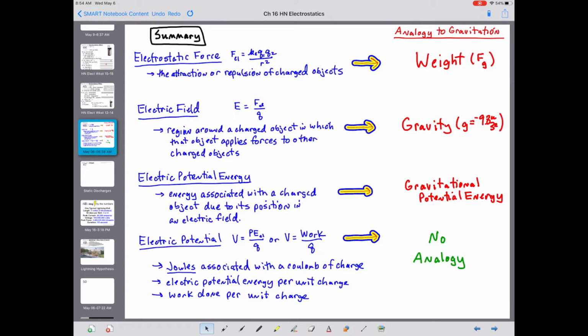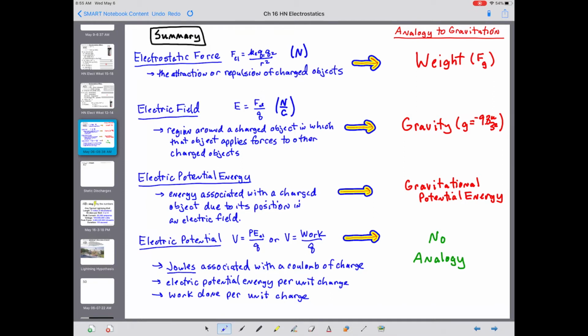So, we've talked about electrostatic force, electric field, electric potential, energy, and electric potential. Electrostatic force, our equation F equals K Q1 Q2 over r squared, and that's the basic attraction and repulsion of the charged objects. Electric field, that's how much force there is per coulomb of charge, and in units, that's going to be newtons per coulomb. Up here on electrostatic force, your units are newtons.